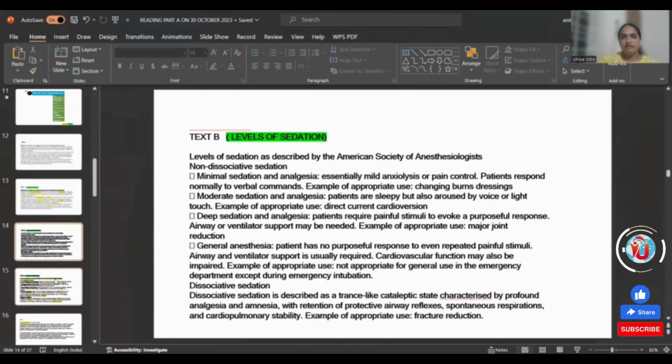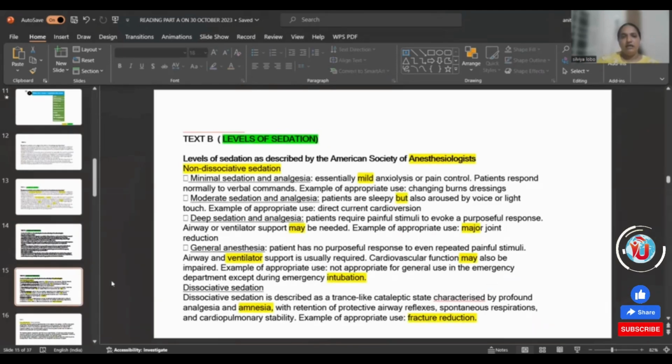In the second text, text B, levels of sedation. Here we can see levels of sedation as described by the American Society of Anesthesiologists. The types are non-dissociative sedation and dissociative sedation. Under that: minimal sedation and analgesia, moderate sedation and analgesia, deep sedation and analgesia, general anesthesia. Here a scale is there, mild, then a device name, ventilator, then a procedure name. Here also a procedure name and a disease condition.